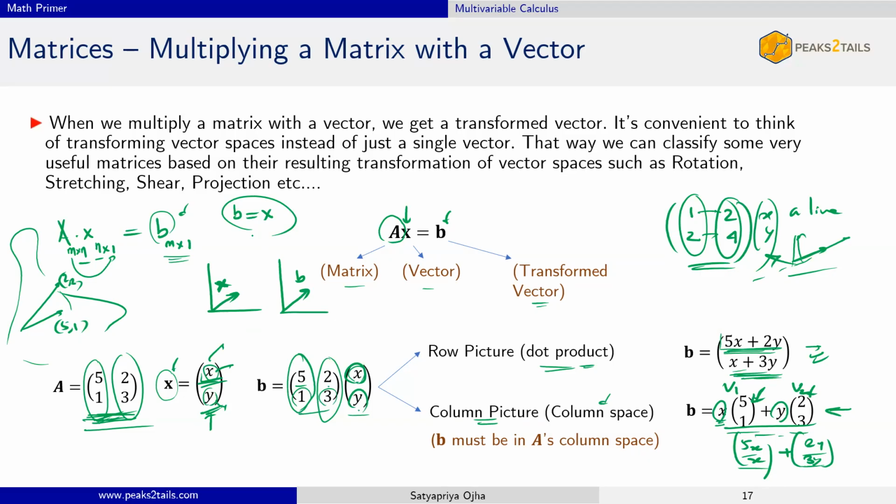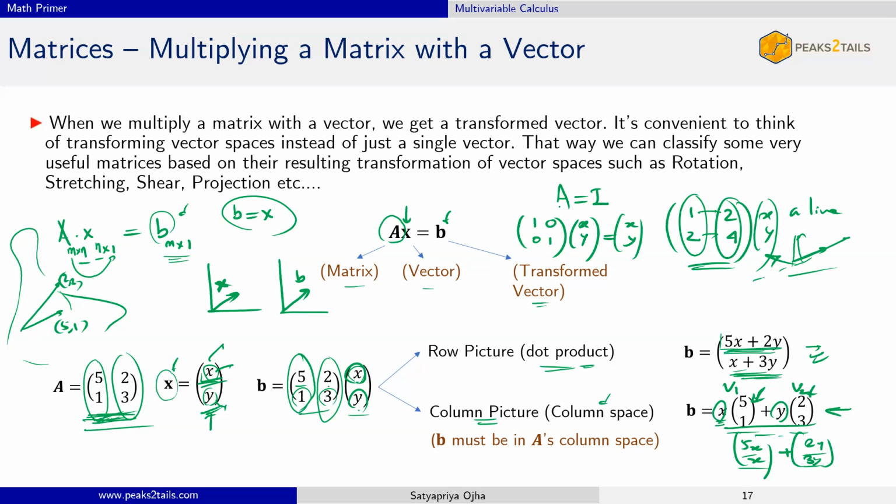Under what condition is b equal to x? If A equals identity. Yes, exactly. If A is equal to identity, there is no change to x. You can verify that: [1, 0; 0, 1] times (x, y) equals (x, y). Just multiply quickly to verify. If A is identity, there is no transformation.